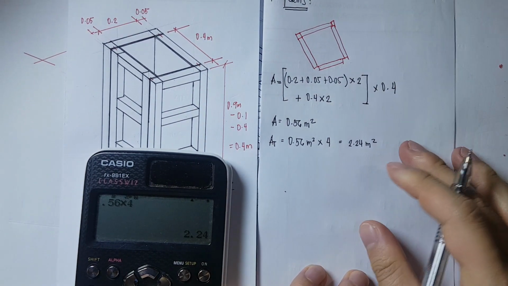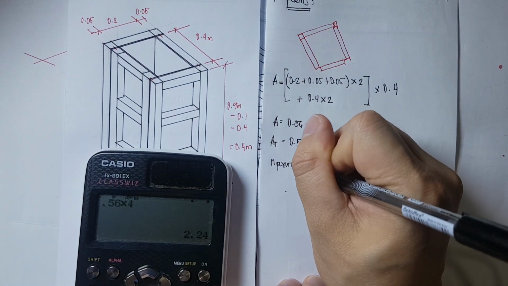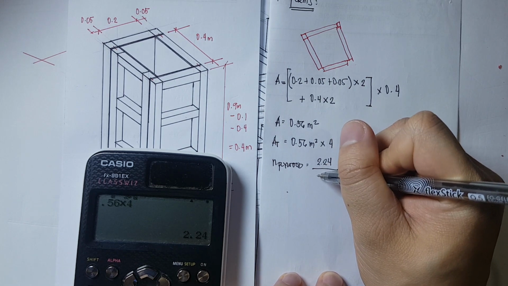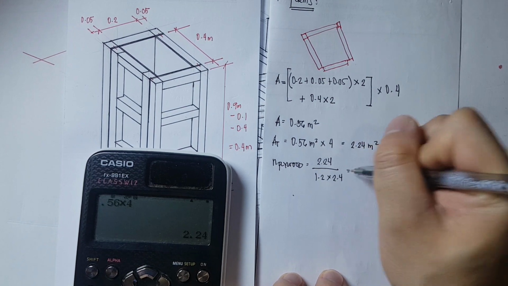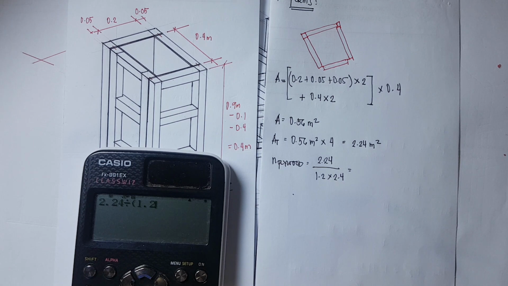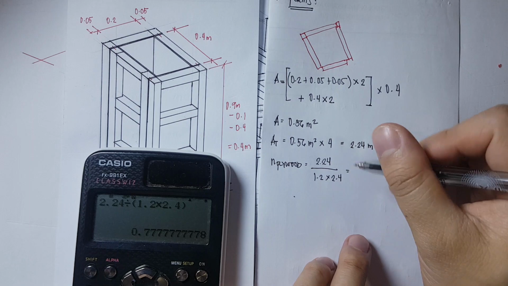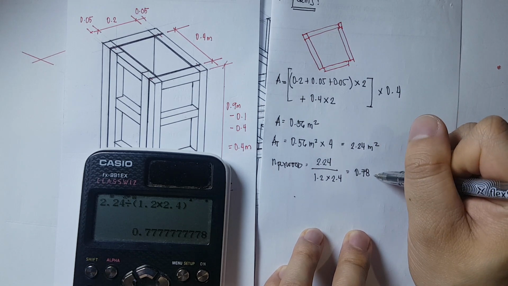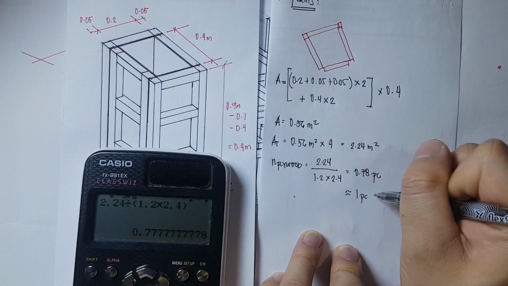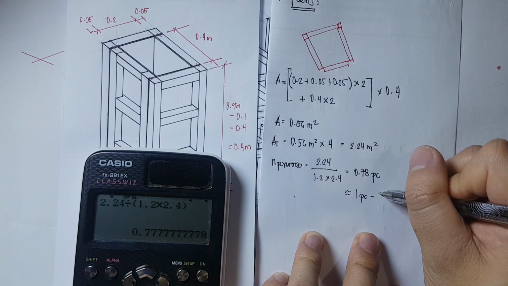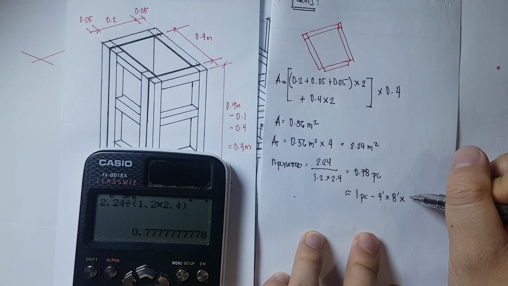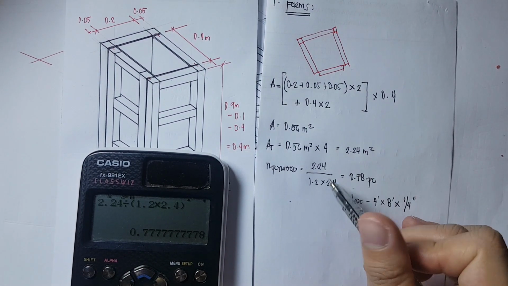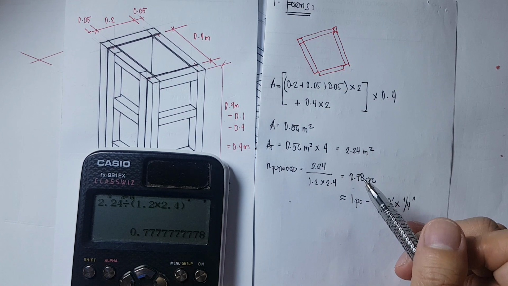That is equivalent to 2.24 square meters. To determine the number of plywood, we simply divide the area, 2.24, by the dimension of the commercial size, which is 1.2 times 2.4. That is equivalent to 0.78 pieces of 4 feet by 8 feet by 1/4 inch plywood. But in your case, you should not round it up yet, because take note, based on our floor plan, we still have C1F1 and C1F2.